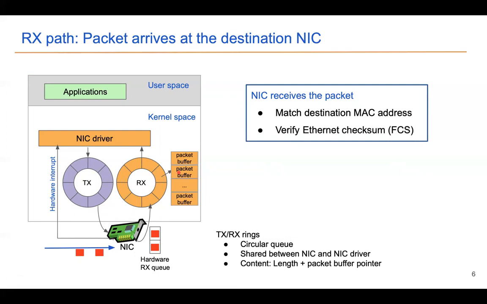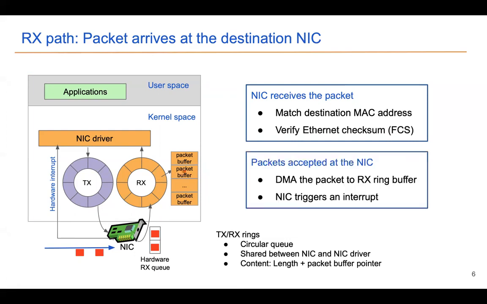The accepted packets are processed further as follows. The NIC copies the packet to the memory location pointed to by the RX ring slot using direct memory access, DMA, and updates the RX ring. DMA is used so that CPU time is not spent on packet copy. The NIC then generates an interrupt to inform that the packet is received and is available in memory.